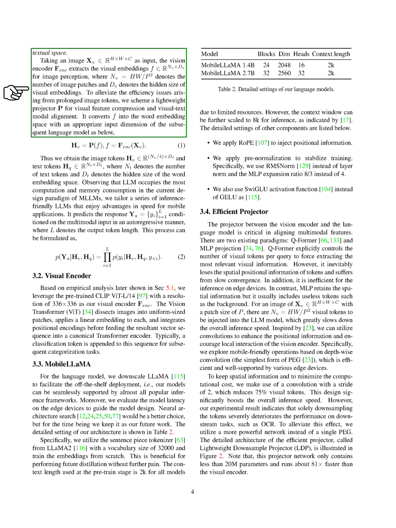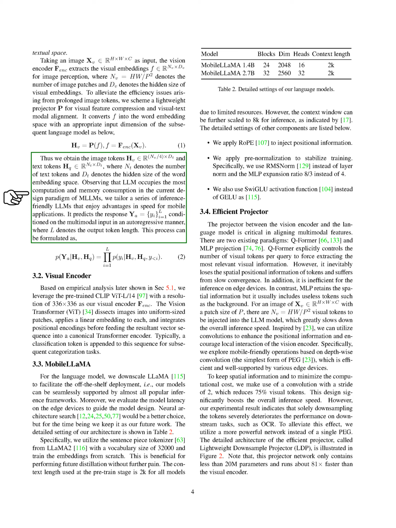The vision encoder takes an image as input and extracts the visual embeddings for image perception. To address efficiency issues arising from prolonged image tokens, we use a lightweight projector for visual feature compression and visual-text modal alignment. This converts the visual features into the word embedding space with an appropriate input dimension for the subsequent language model. We then obtain the image tokens and text tokens, where the number of text tokens and the hidden size of the word embedding space are denoted by N_t and D_t respectively.